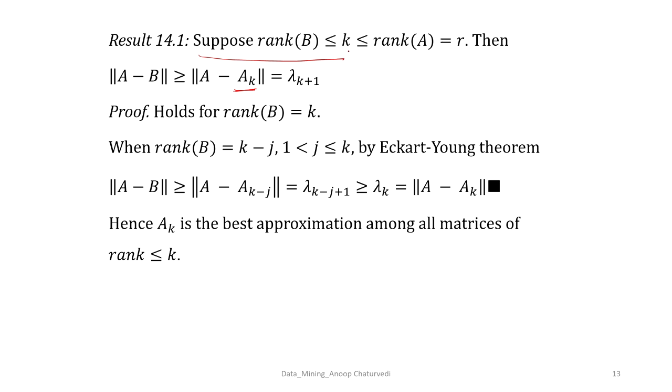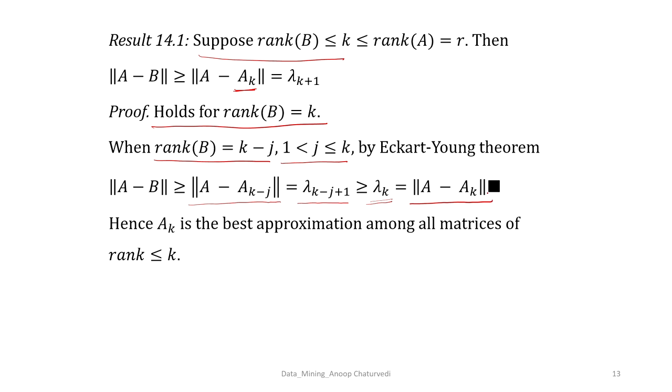So, if rank of B is less than or equal to k, which is less than or equal to rank of A equal to r, then norm of A minus B is greater than or equal to norm of A minus A k, which is equal to lambda k plus 1. Now, this holds for rank of B equal to k. We have already proved it. Now, suppose rank of B is equal to k minus j, and j lies between 1 to k, then by using the Eckart-Young theorem, norm of A minus B is greater than or equal to norm of A minus A k minus j, which is equal to lambda k minus j plus 1. And lambda k minus j plus 1 is obviously greater than or equal to lambda k plus 1, which is equal to norm of A minus A k.